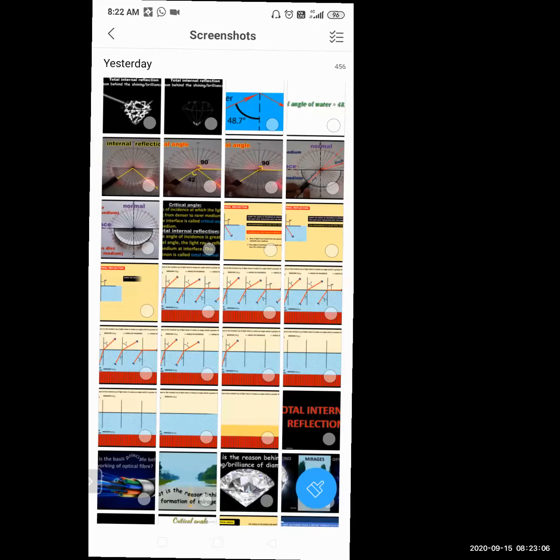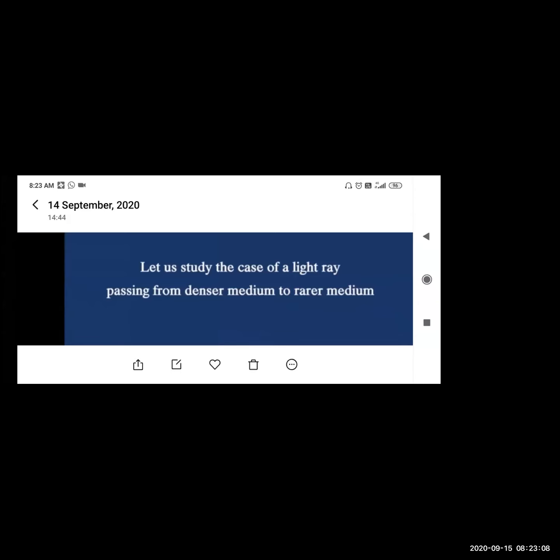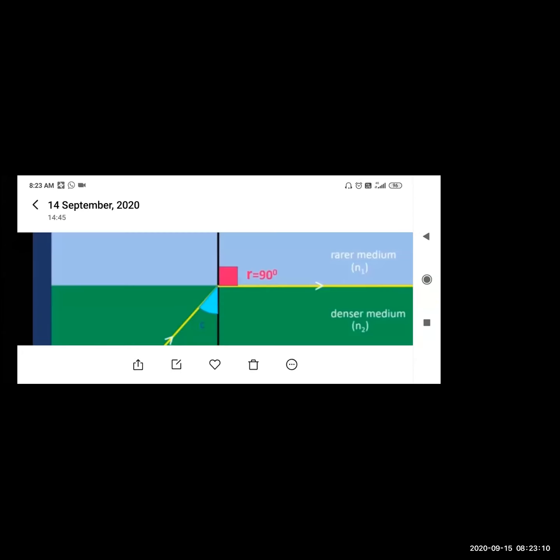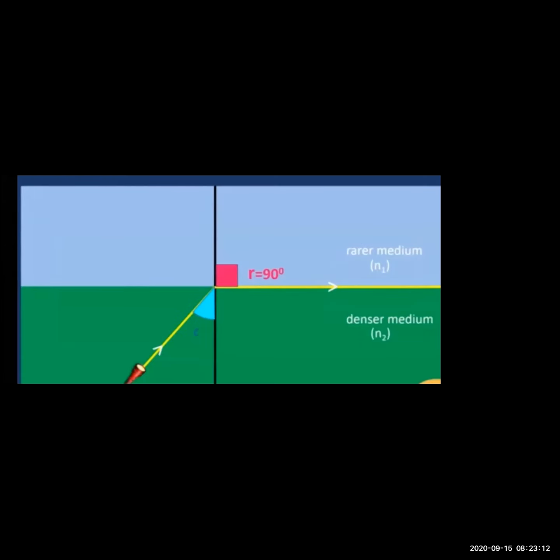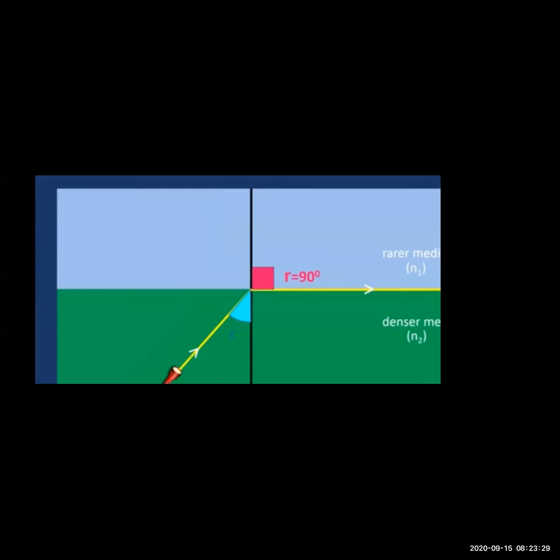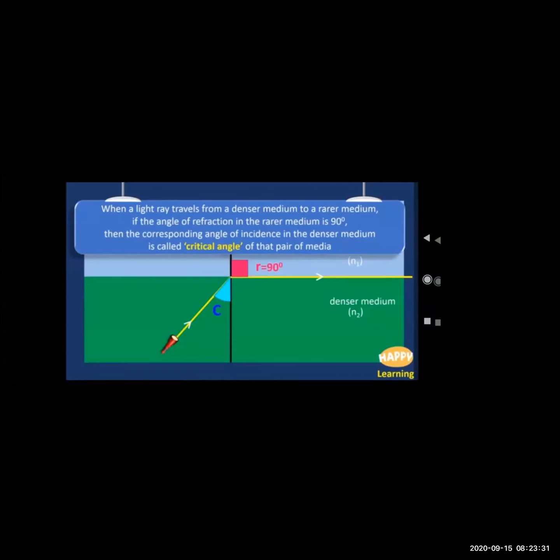We studied about critical angle. The condition is light must pass from denser medium to rarer medium. This is the ray diagram for it. You can see light is traveling from the denser medium. When trying to enter the rarer medium, it passes along the interface. In such a case, the angle of refraction is equal to 90 degrees, and that angle of incidence is called the critical angle. Here you have the ray diagram and also the definition of critical angle.